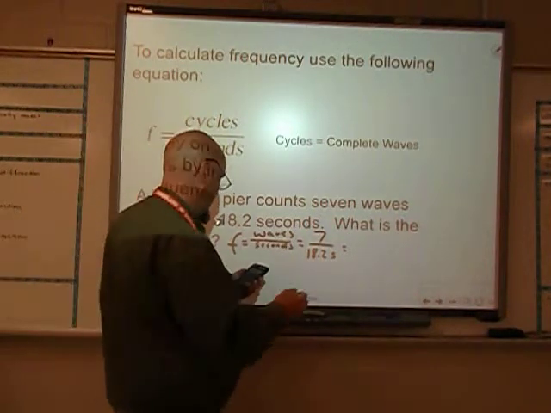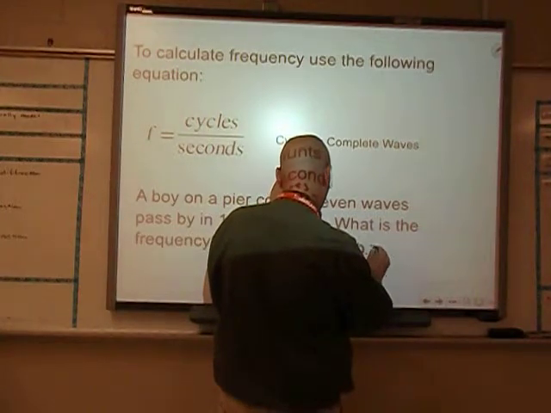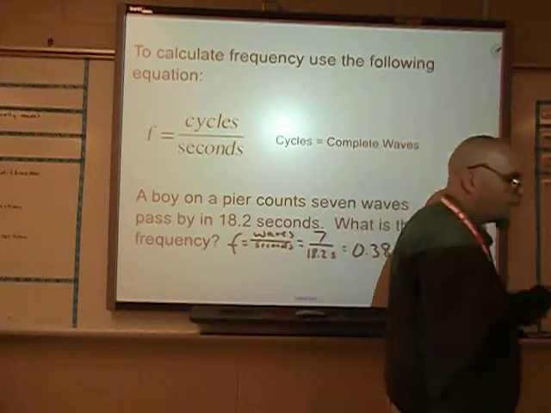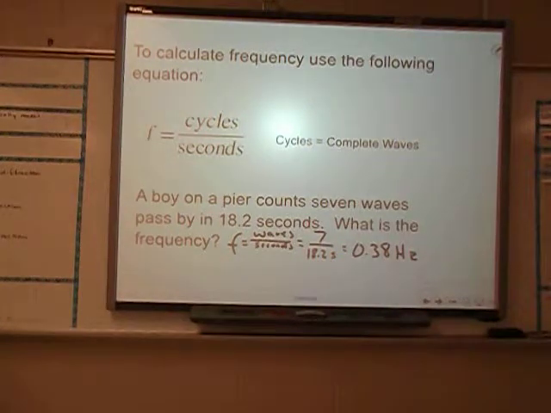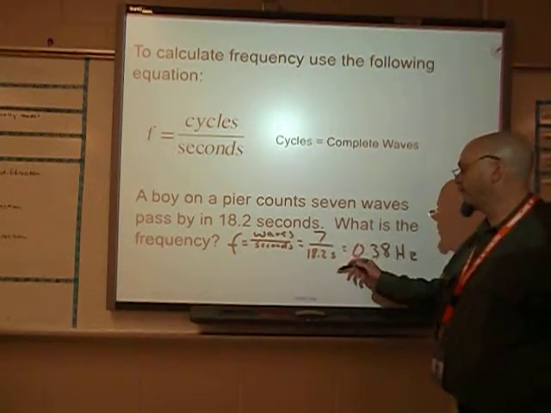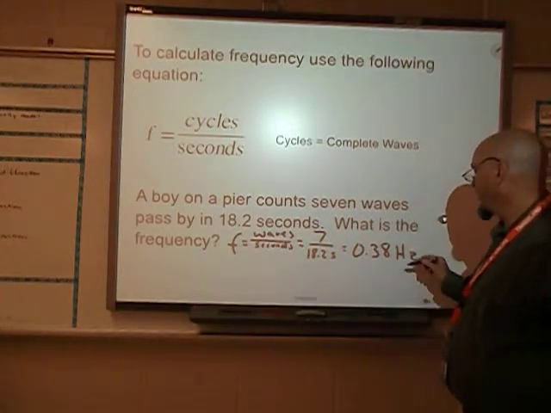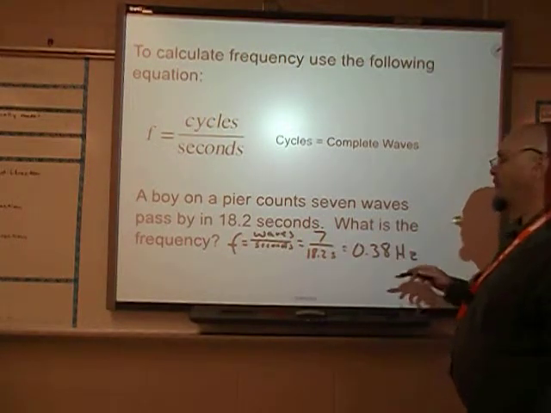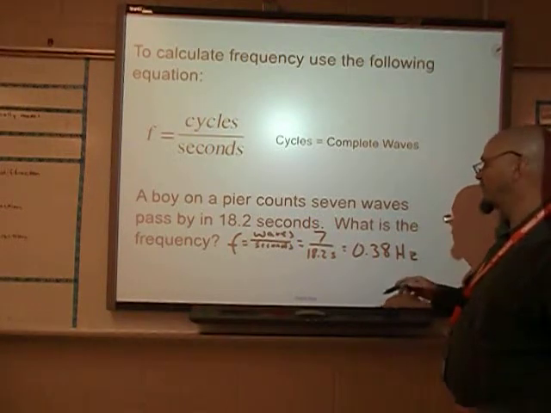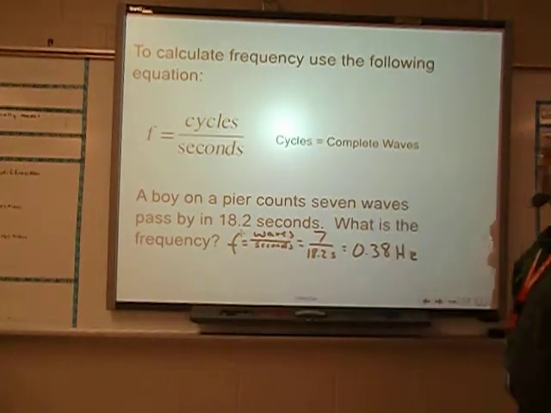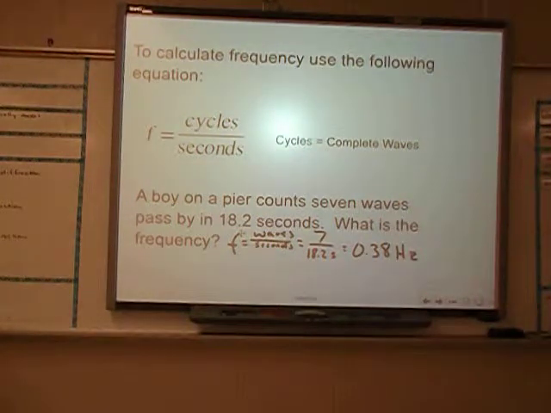Our frequency, and again just rounding arbitrarily, is 0.38 Hertz. This is waves per second. It's really no unit on top because it's a count that's up there. Anything per second, waves per second, swings per second, cycles per second, ends up being Hertz. Again, make sure that time is in seconds or it's not yet converted.